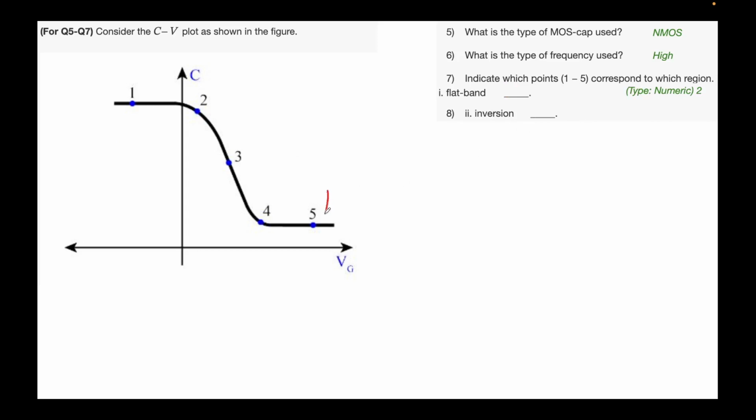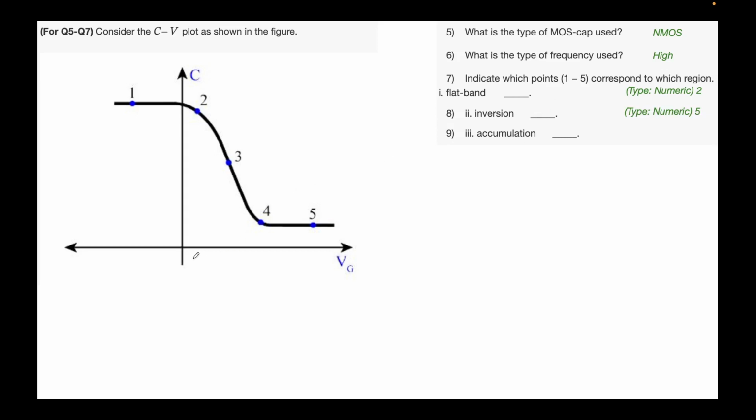Inversion we see is this, because when it has reached a minimum, this means strong inversion has started, and it's high frequency, so it cannot retain the charge modulation. It will only happen along the depletion width, and thus in region 5 the capacitance is not changing much. So region 5 is the one that corresponds to inversion.